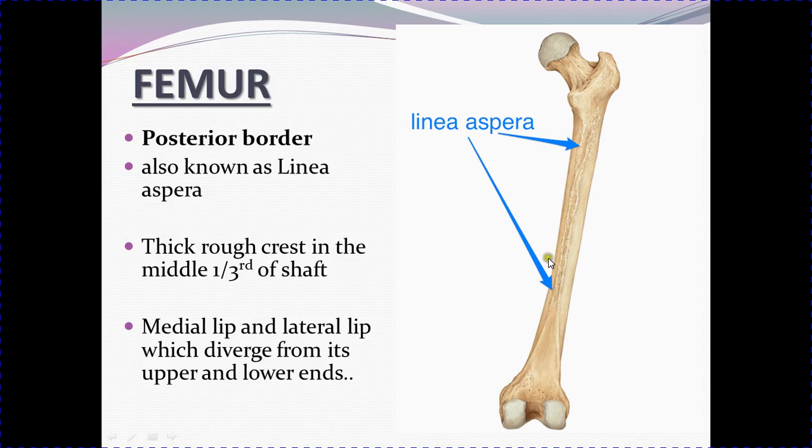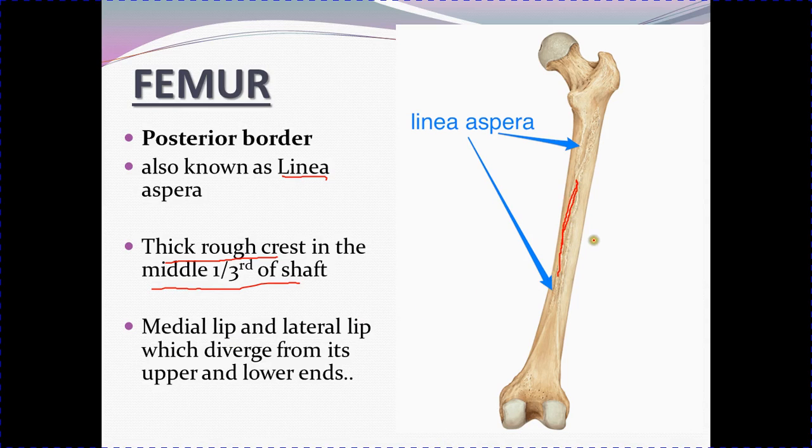The posterior border can be seen in this image. The posterior border is also known as linea aspera. So this is the posterior border. The posterior border is a thick, rough crest in the middle 1/3 of the shaft. Now look into the figure.